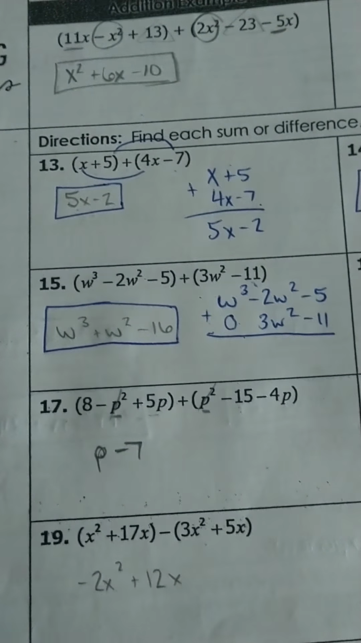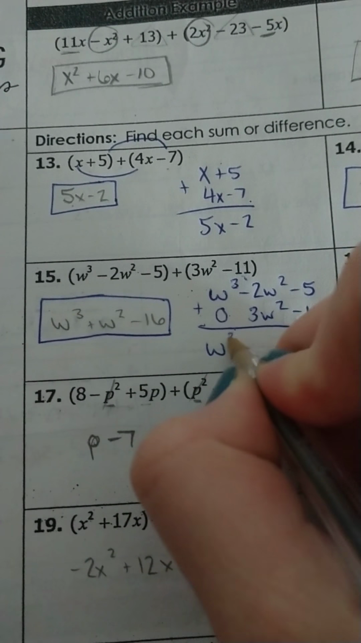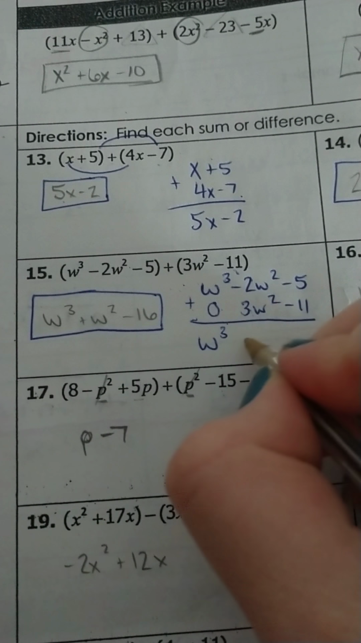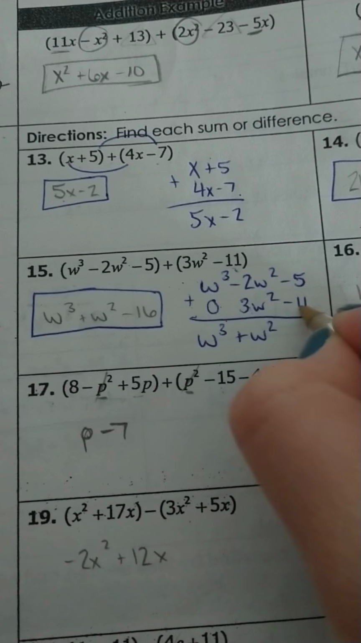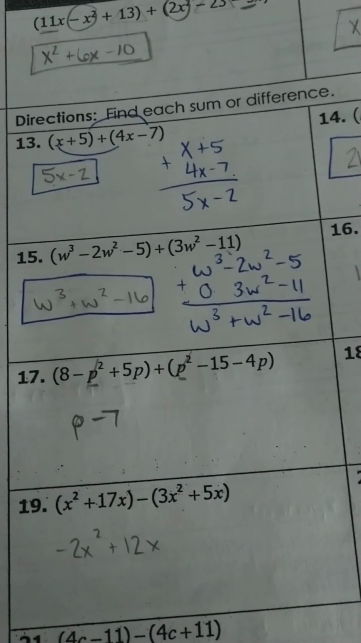I have to box in my answer. So w cubed plus nothing is just w cubed. Negative 2 plus 3 is 1. And negative 5 plus a negative 11 is a negative 16. Still getting the same answer.